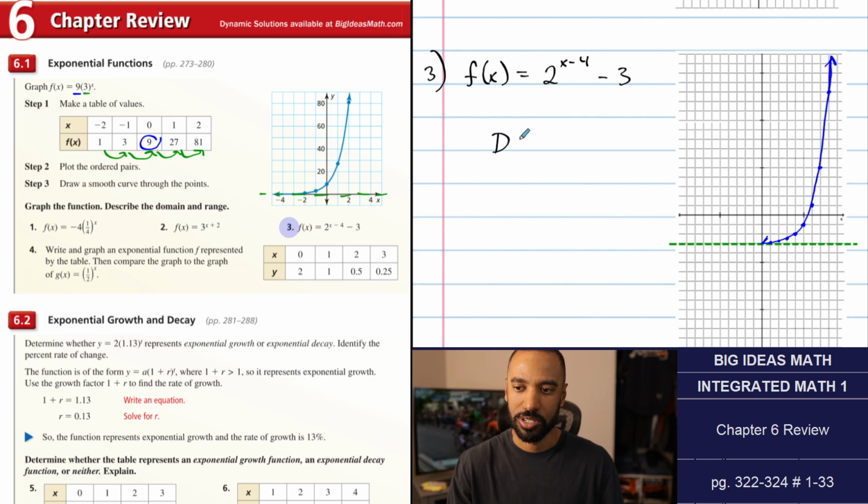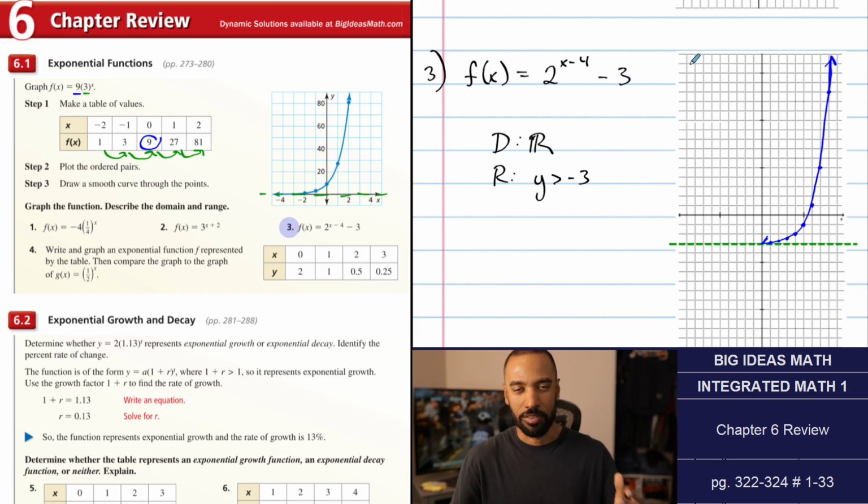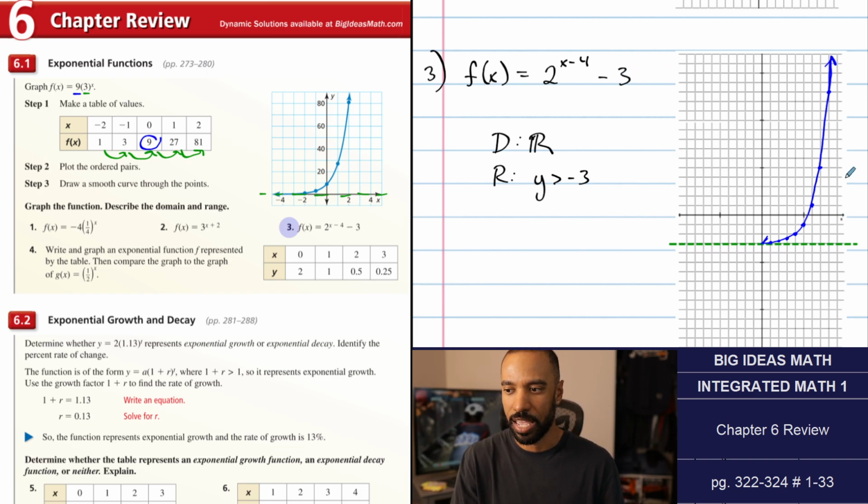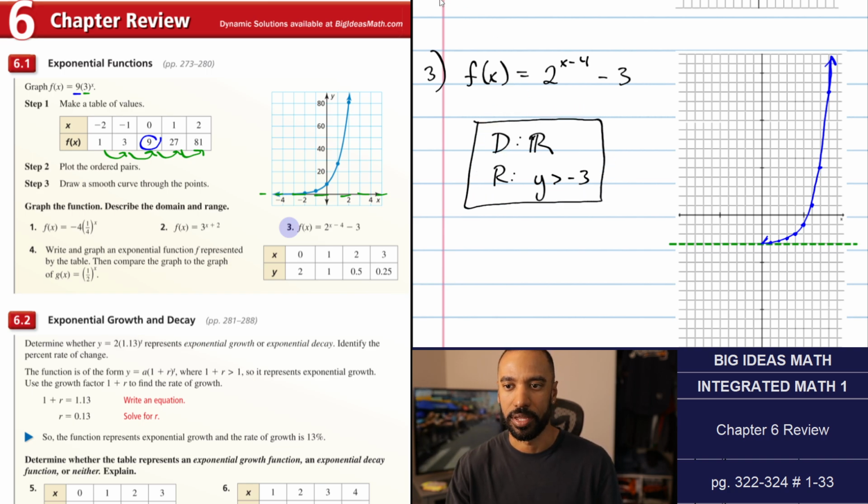Domain, all real numbers. Range, we are above a value, but it's not just 0 this time. We're above -3. You'll never hit -3. You'll never be below -3. You're always above -3. Every y value in existence there. There's number 1 through 3.